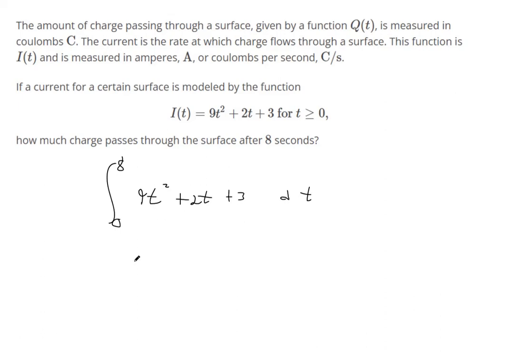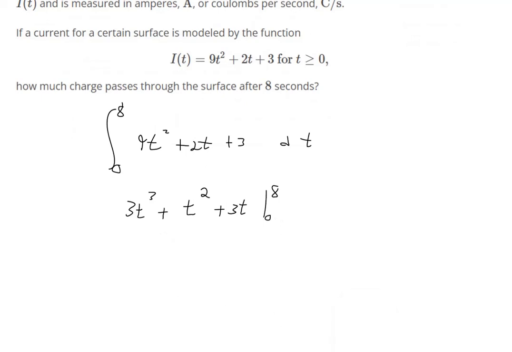So the antiderivative here is 3t to the third, because if you take a derivative, the 3 comes down and multiplies and gets reduced by 1. And then here the antiderivative would be t squared, because if you take a derivative, the 2 comes down and multiplies and gets reduced by 1. And then this is 3t. So from 0 to 8.